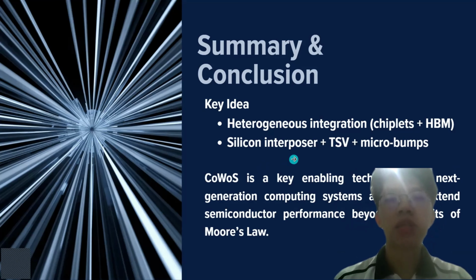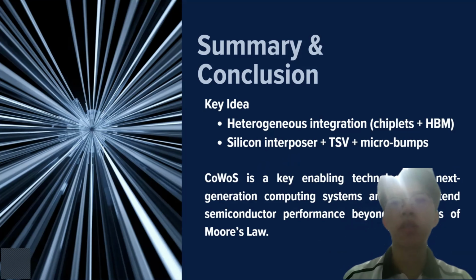In summary, the chip-on-wafer-on-substrate is an advanced 2.5D package technology that helps to solve the limits of traditional system-on-chip design. It works by combining multiple chips such as processor and high-bandwidth memory into one package. This is done by a silicon interposer through the silicon vias and the micro bump connections. Because of this structure, the chip-on-wafer-on-substrate can achieve high bandwidth, low delay, and better power efficiency, widely used in AI, high-performance computing, and data center.